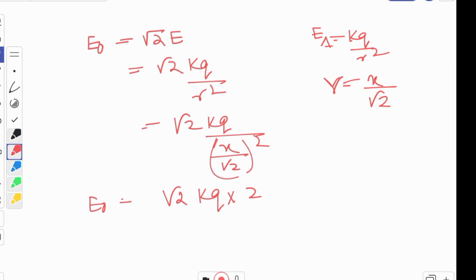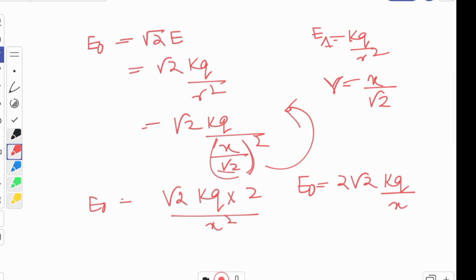Okay, take the square and reverse it since it is in division. 2q by x square. So your net electric field at point O, that is E O, will be how much? 2 root 2 k q by x square. This is your answer. Clear, children? If any doubt, please let me know. Okay?